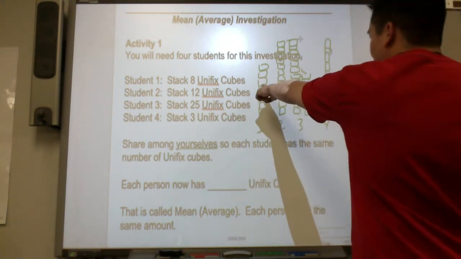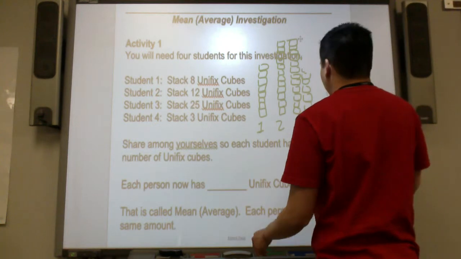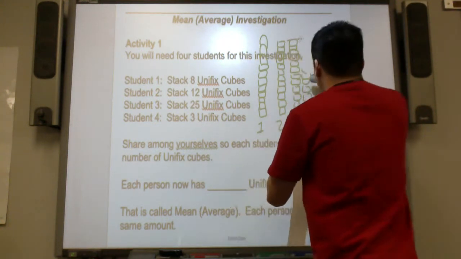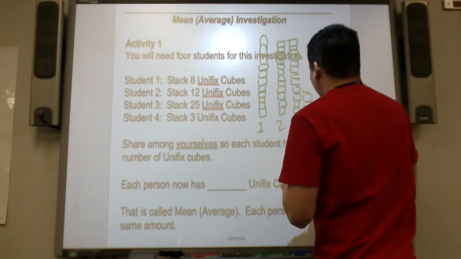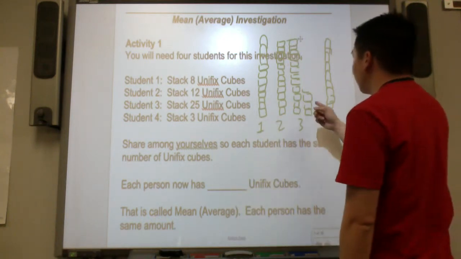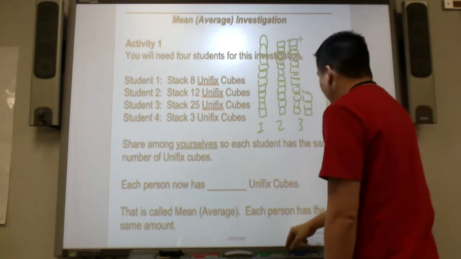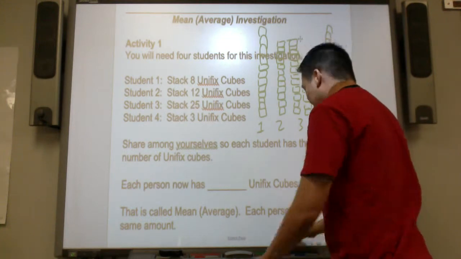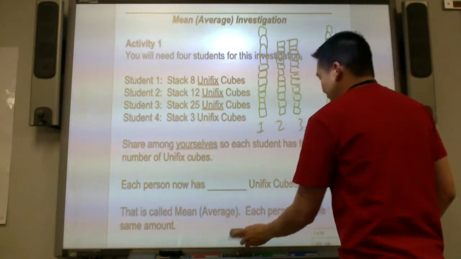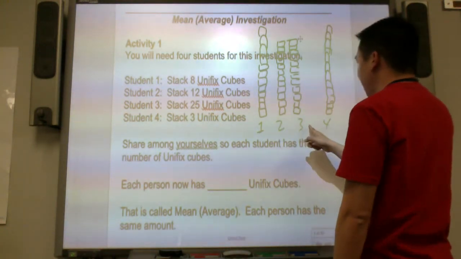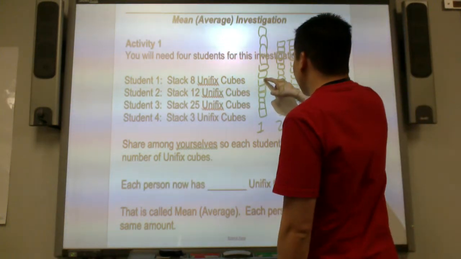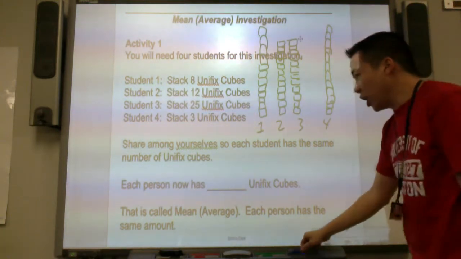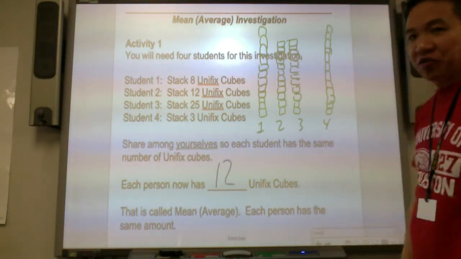All right. I need to give some to student 1. Let's give 3. 1, 2, 3. Let's give 2 here. 1, 2. And 1 here. So let's see. Student 2 has 12, student 3 has 12, student 1 has 3, 6, 9, 12. Student 4 also has 12. So each person now has 12 unifix cubes.